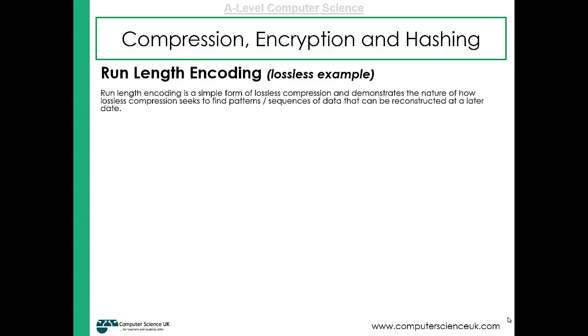So there's two different examples of lossless compression, different methods that we'll go through. One of them is run length encoding. So this is a simple form of lossless compression, and it demonstrates the nature of how it seeks to find patterns and sequences within data that it can reconstruct at a later date.